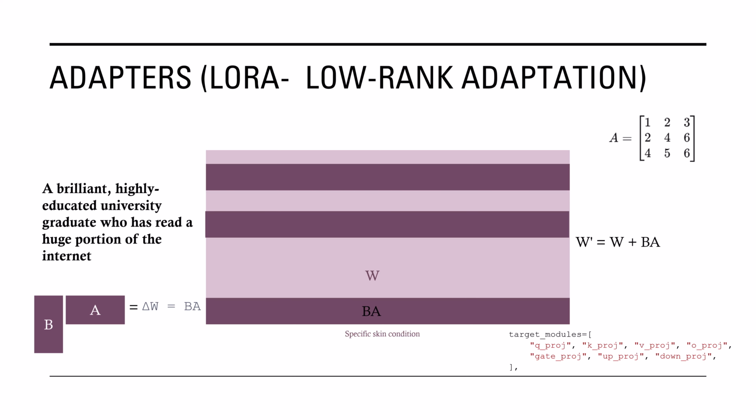So by injecting small trainable adapters into these specific projection layers, you are efficiently teaching the model to change how it relates words to each other for your specific task, without having to train the entire billion-parameter model.